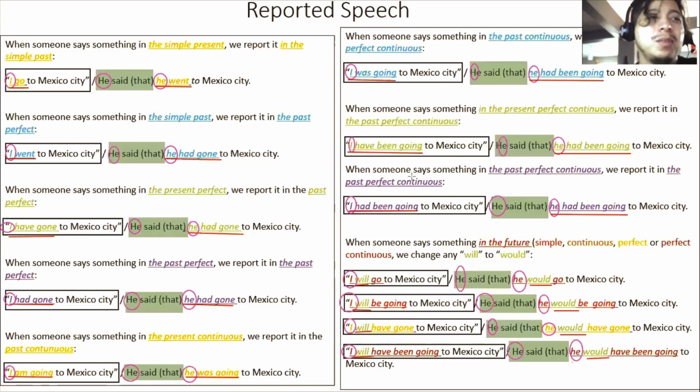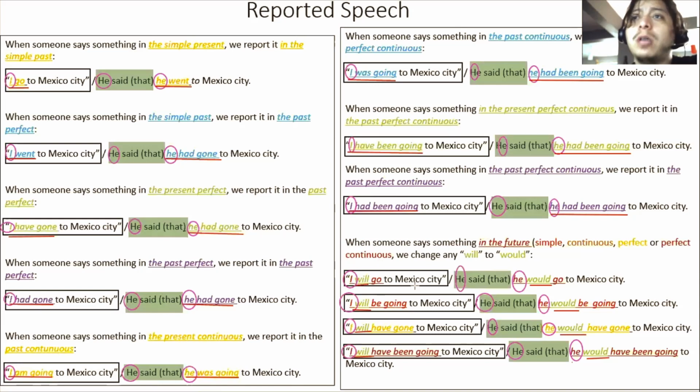Will, would. It is very simple because the only thing that you have to do is take the wills and change them to would. I will go to Mexico City, he will go to Mexico City. I will be going to Mexico City, he will be going to Mexico City. I will have gone to Mexico City, he will have gone to Mexico City. I will have been going to Mexico City, he will have been going to Mexico City. And that's pretty much it, okay?